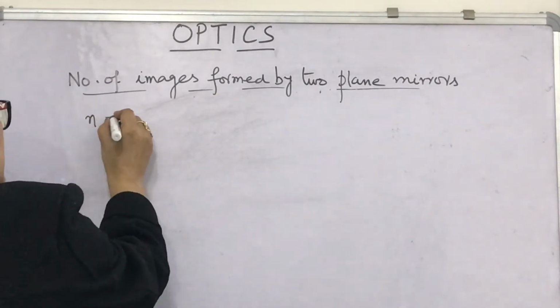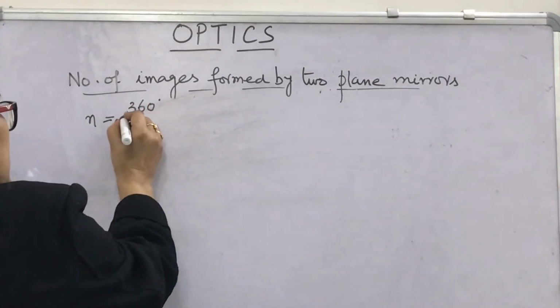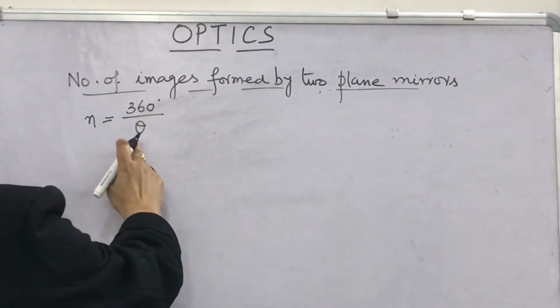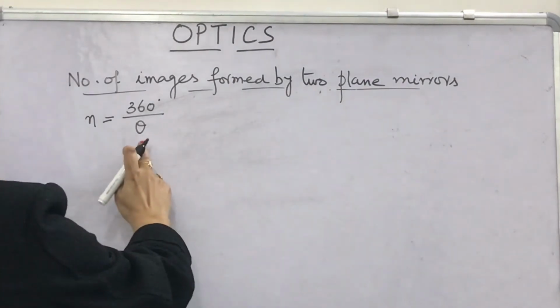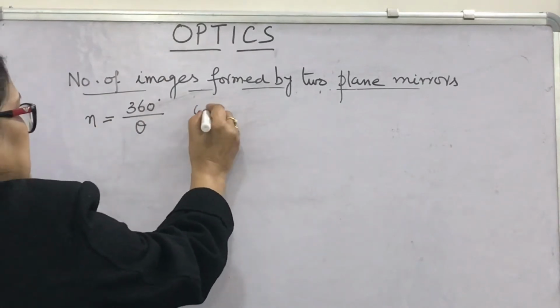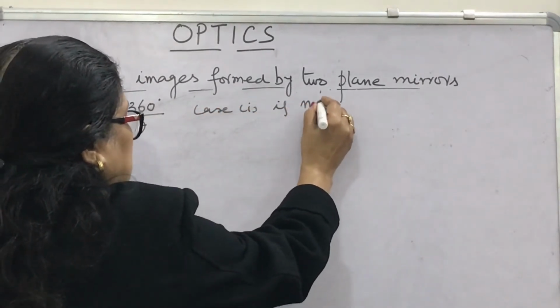Let n be the number of images formed by two mirrors placed at an angle theta between them. What is theta? The angle between two plane mirrors. Then the number of images is n.